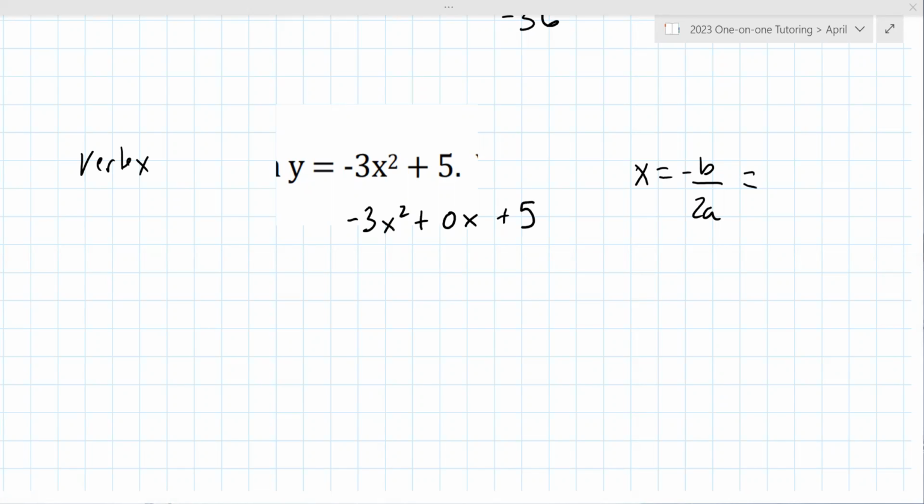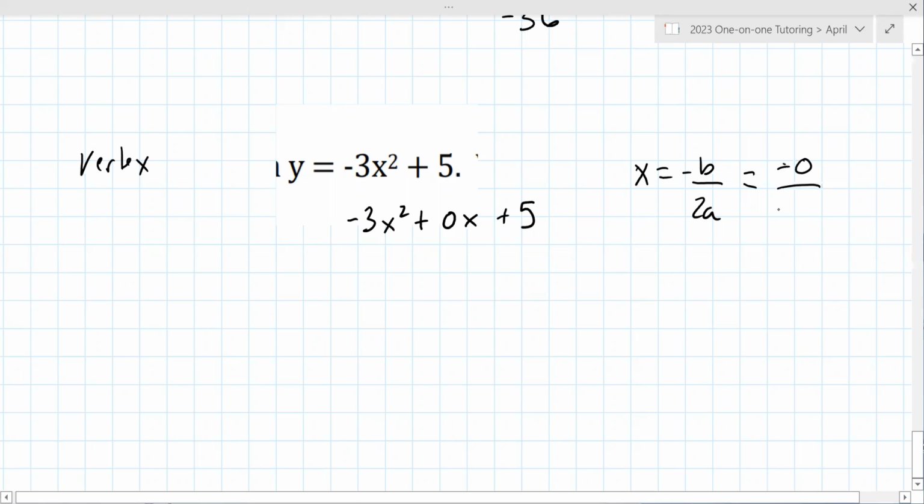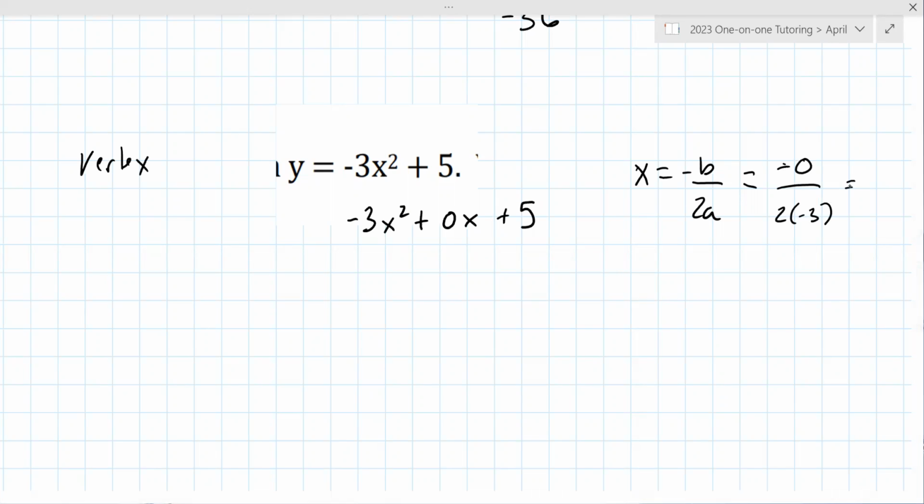So it would be B then. Yes, B is 0. So it's like minus 0 over 2 times minus 3. Still 0. Okay. And so that's x. To find y, you have to put that back into the original there. So it'd be 0 and 5. Yes, perfect.